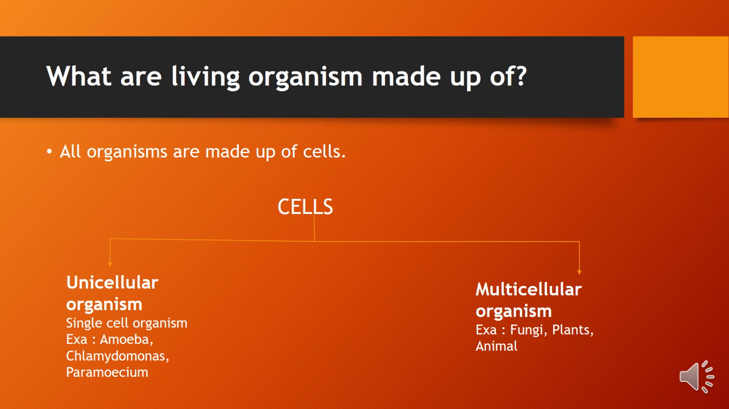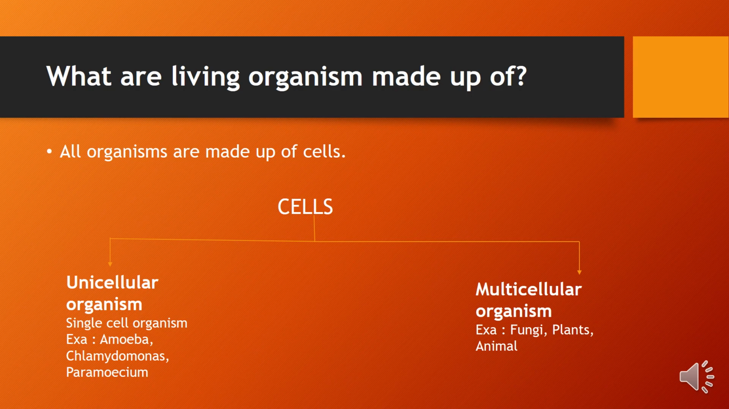As we discussed, all organisms are made up of cells, and on the basis of these cells, organisms are of two types: unicellular organisms and multicellular organisms. Now what is a unicellular organism? It has a single cell, meaning the organism has only one cell. Examples are amoeba, chlamydomonas, paramecium, etc.